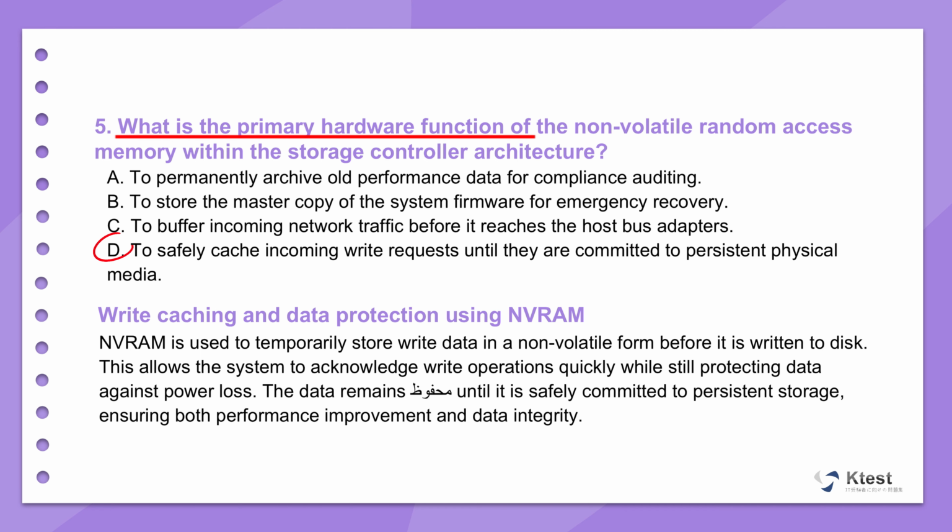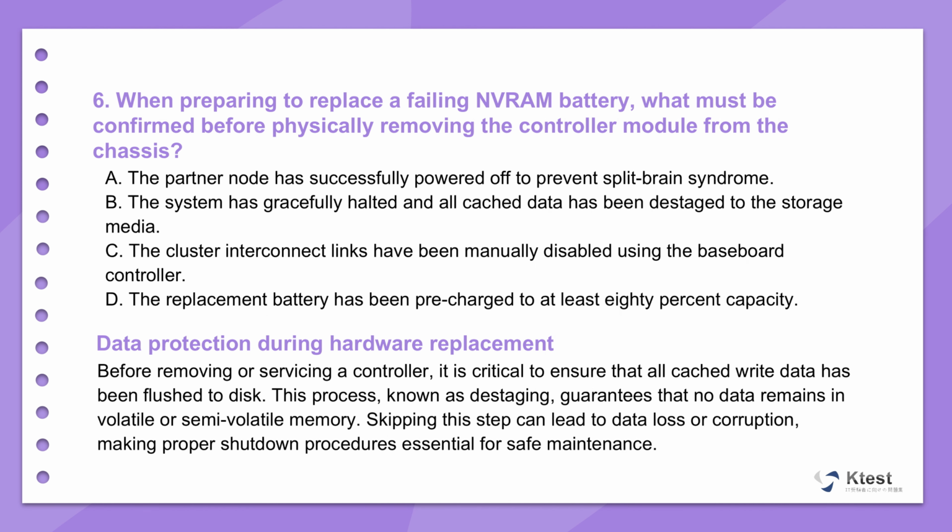Right. And C, buffering network traffic. Network buffering happens dynamically in the standard RAM located on the host bus adapters or network cards themselves. NVRAM is strictly reserved for protecting uncommitted incoming data writes. Which brings us to a massive real-world risk in question 6.